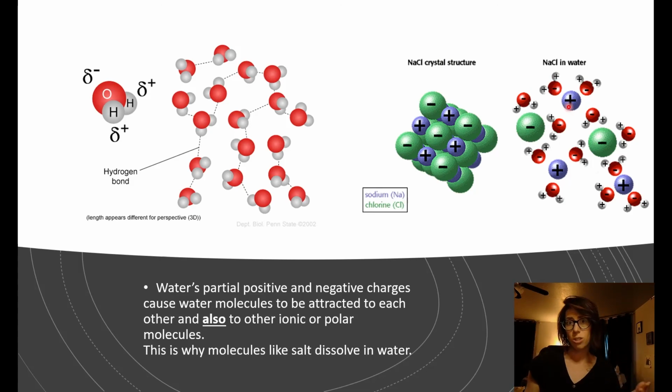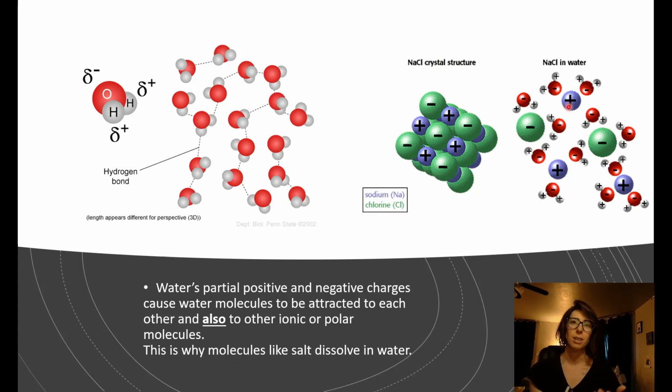Sugars dissolve in water as well. They're not ionic, but they are polar. They have partial positive and negative charges all over the molecule. And that, again, causes water to be attracted to the sugar and pull the sugar away from the neighboring sugars and causes sugar crystals to dissolve in water. So anything that dissolves in water has to be polar or ionic. It has to have some sort of electromagnetic charge that is attractive to the water molecules.